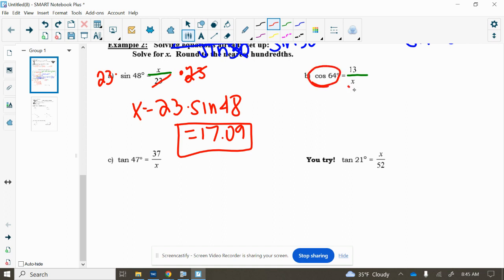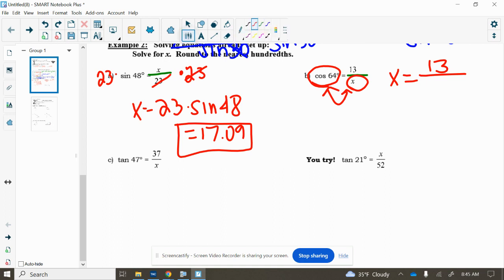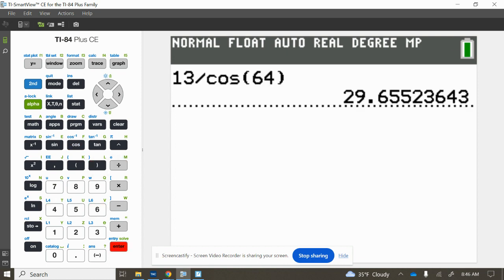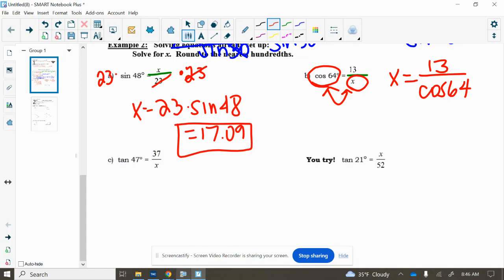The next one, our x is in the denominator. So this is an example of where we are going to want to switch and divide. So to get x, we're going to take 13 and divide it by, not the sine, the cosine of 64. So we're going to take our calculators, and this time it's 13 divided by cosine of 64. And this time we end up with 29.66 as our final answer.